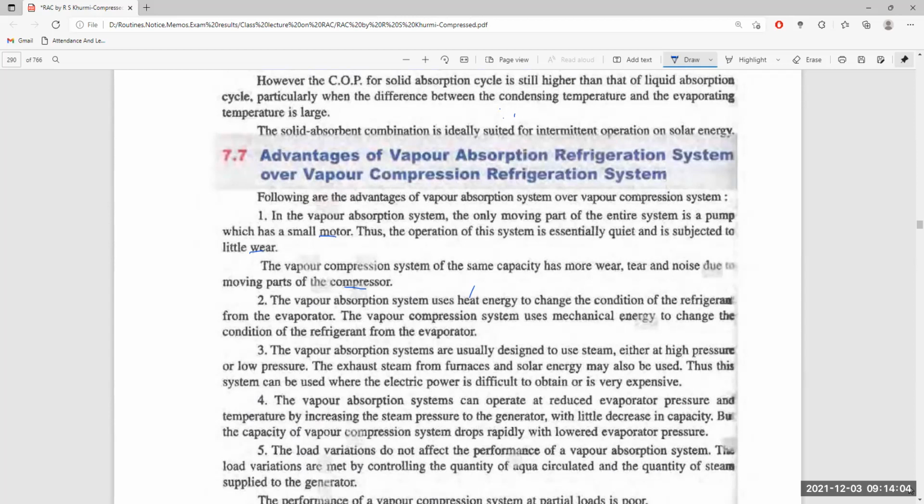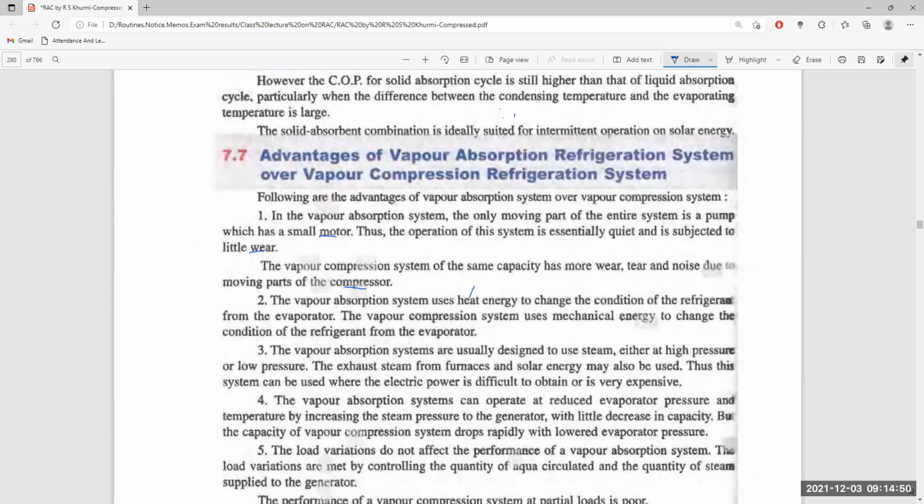You have to have the ability to produce steam, some method of producing steam by means of, say, the heat from the furnace or from solar energy. And where no electrical power is available, vapor absorption is still possible. But without any electrical power, it is impossible to run vapor compression, because without electricity there is no way you can run the compressor. But by using the heat energy of the furnace, or the heat energy of the boiler, and also solar energy, you can even run the vapor absorption system.